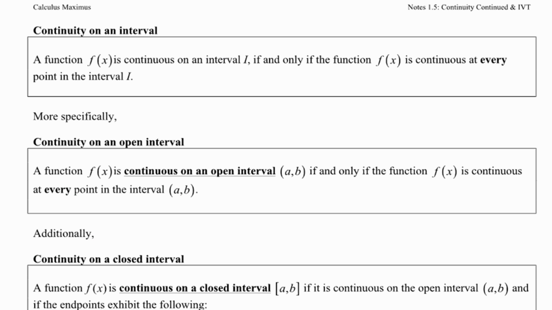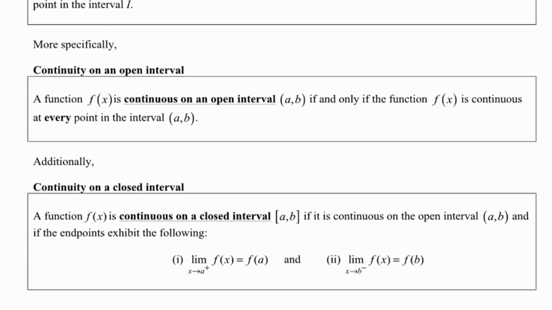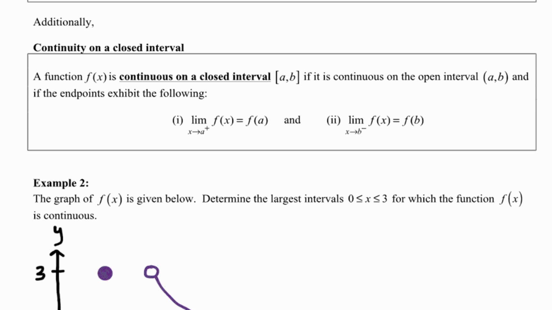Continuity on an open interval. If it's continuous at every single point in the interval, then it's continuous on the interval. For an open interval, it's pretty easy. You're just testing everything on the inside. A closed interval, it helps you be more specific to have this laid out. Let's say we're talking about an interval like this, from here all the way to here.